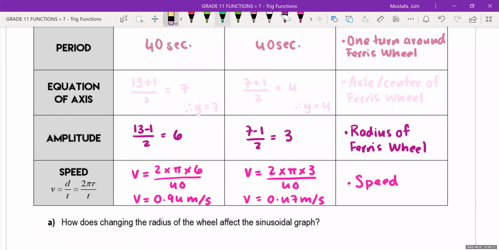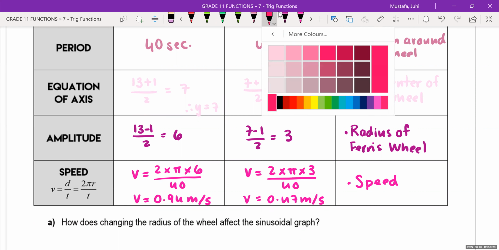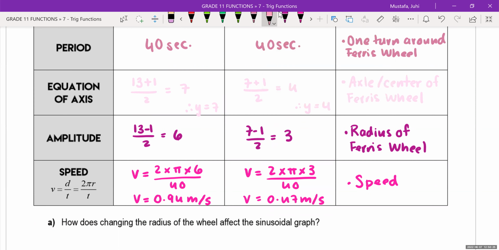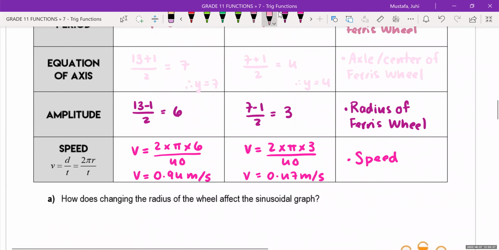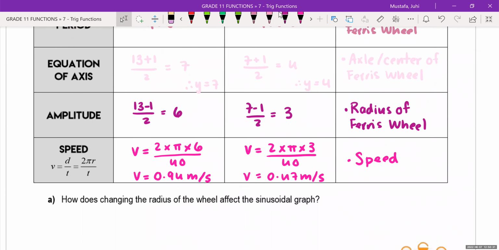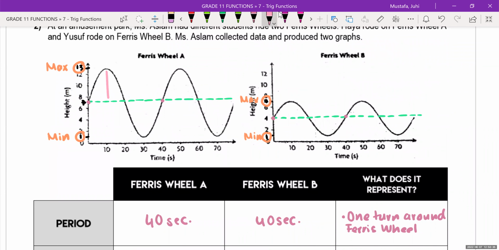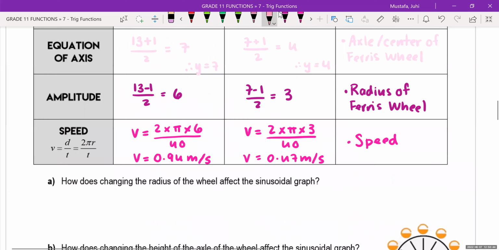Okay, so let's answer the last couple of questions, because it has to do with what I was just talking about. How does changing the radius of the wheel affect the sinusoidal graph? So if you look at both of these graphs, you notice there's one radius here and there's one radius here. When you change the radius of a wheel on a graph, the amplitude is going to change.